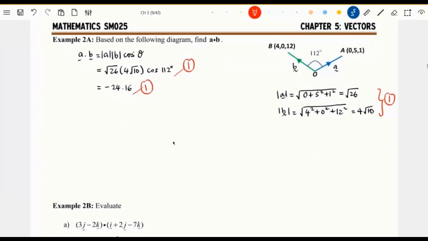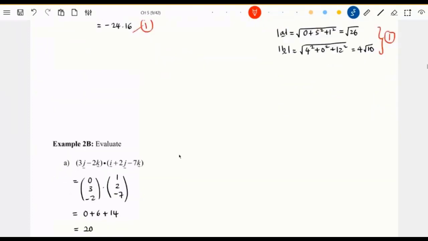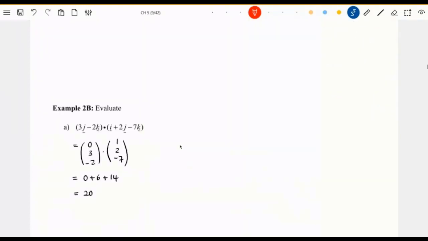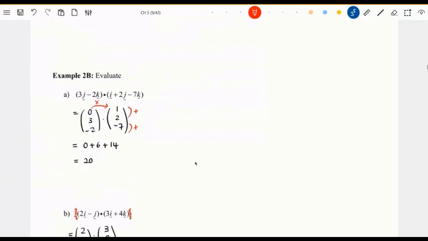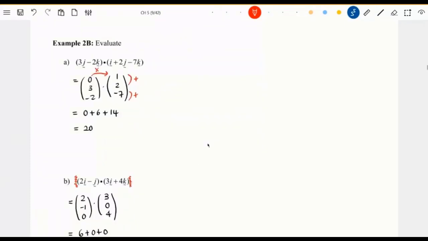For the 2B which is without angle, we just have to simplify by multiplying 2 columns. So we change to be column matrix. So yang ini akan darab. Yang ini akan tambah, ini akan tambah. So we have 0 times 1, 0. 3 times 2 will be 6. Negative 2 times negative 7 will be positive 14. So tambahkan antara satu sama lain, we end up with 20. So jawapan akhir no more I, J and K.